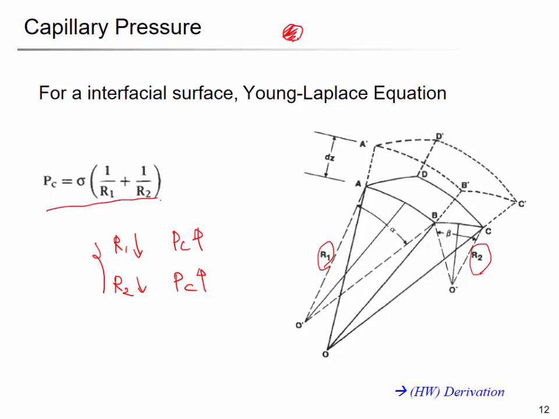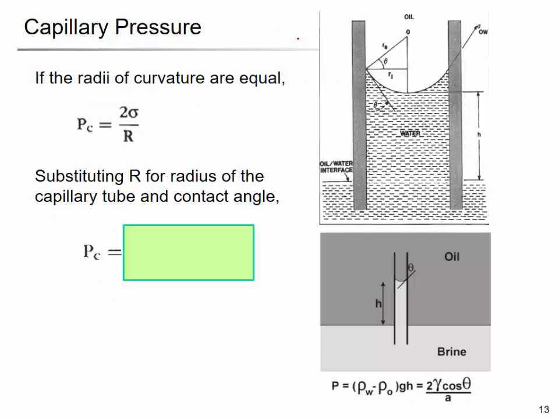Let's move on. If the radii of the curvature are equal, R1 and R2 are equal, capillary pressure can be calculated using this equation, 2 sigma over R. And this R is the radius of the curvature of the meniscus. But it's difficult to measure it, right?